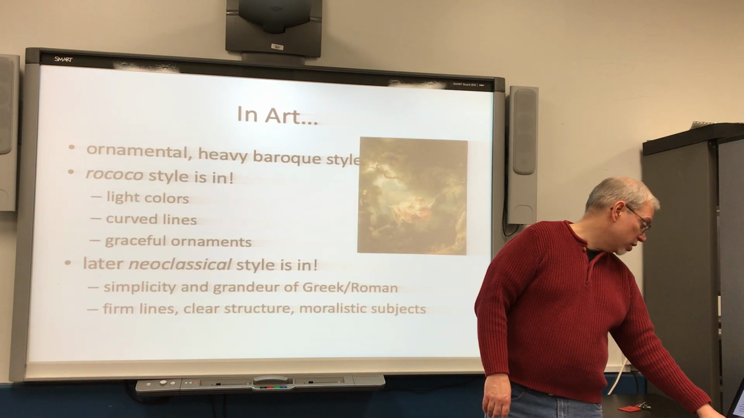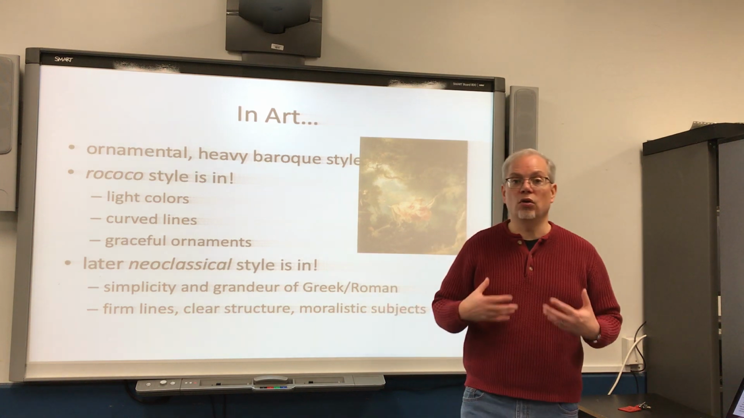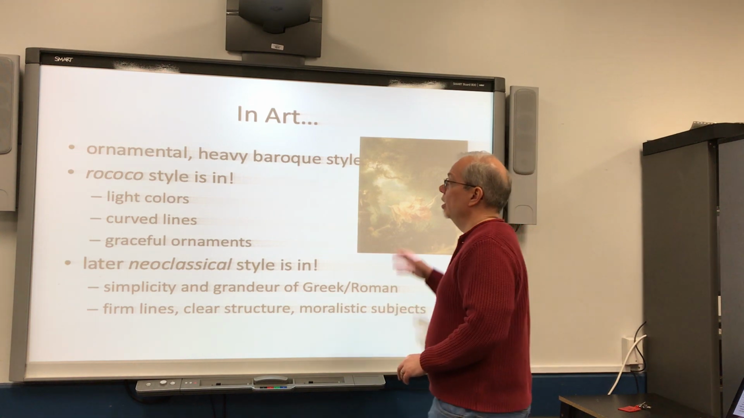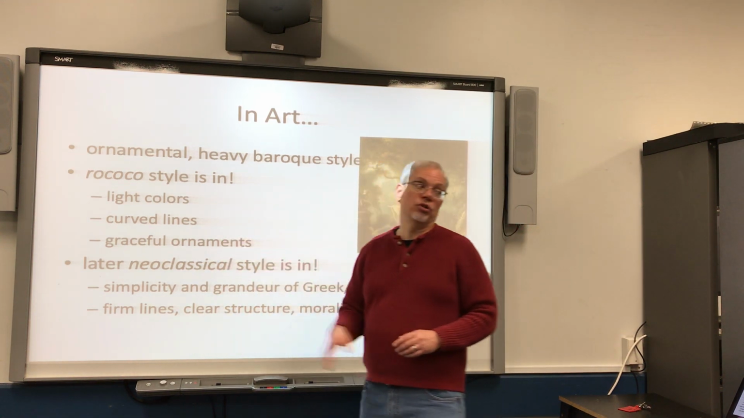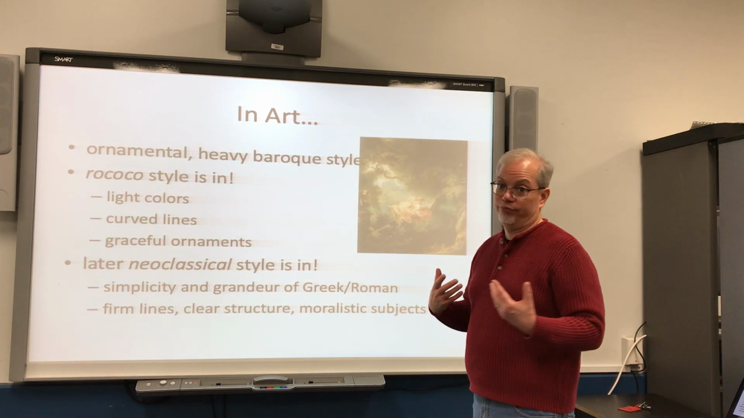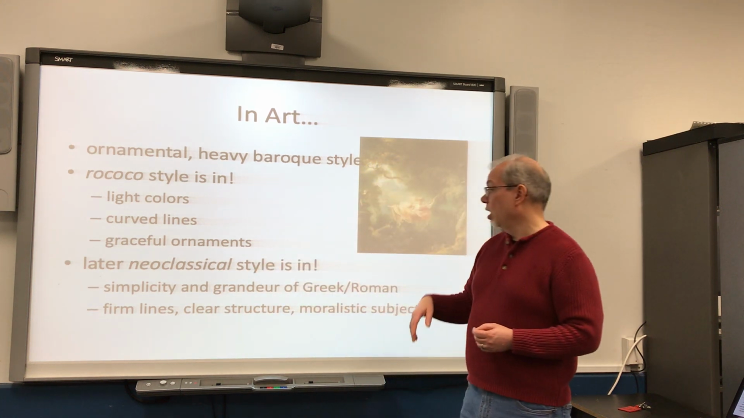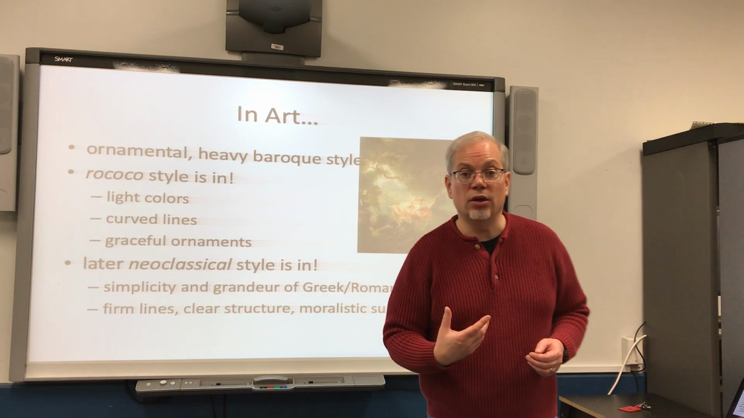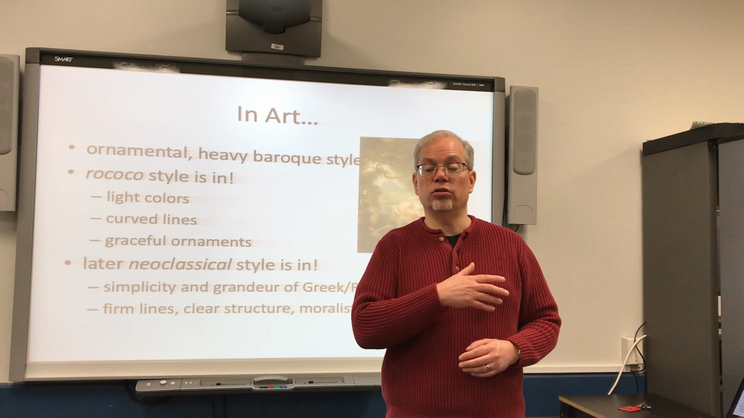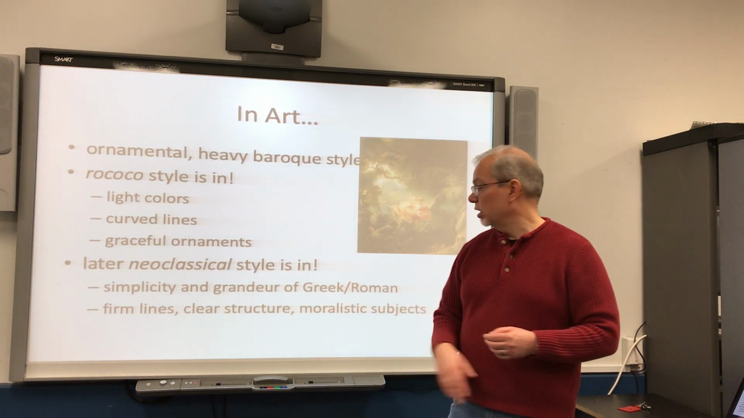In art, when we were talking about the Baroque era, we were talking about this very heavy, complicated, overly ornate style, with every canvas, every statue being full of action. That's gone. So a new style, called the Rococo, becomes predominant in visual arts, and the parallels in music are really remarkable. It's much lighter, much more graceful. Then the neoclassical style comes in the late 1700s, and this looks back to Greek and Roman art and architecture for firm lines and clear structure.